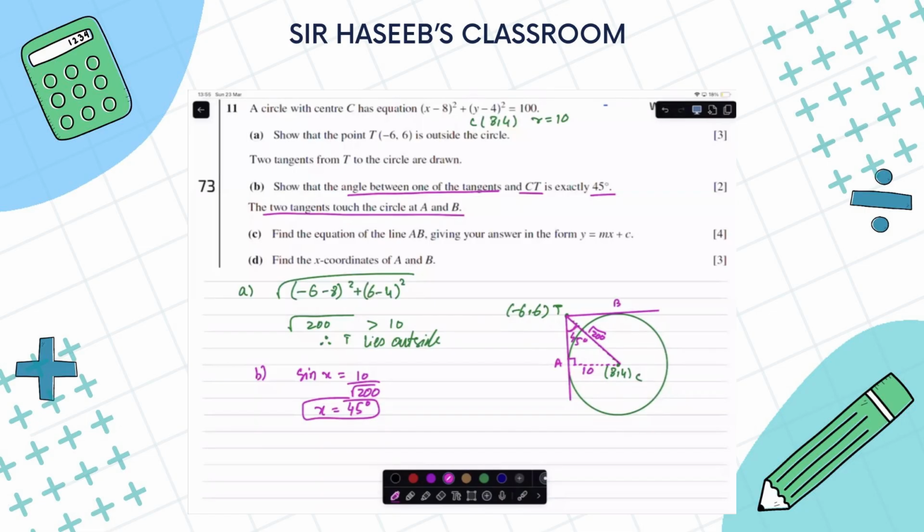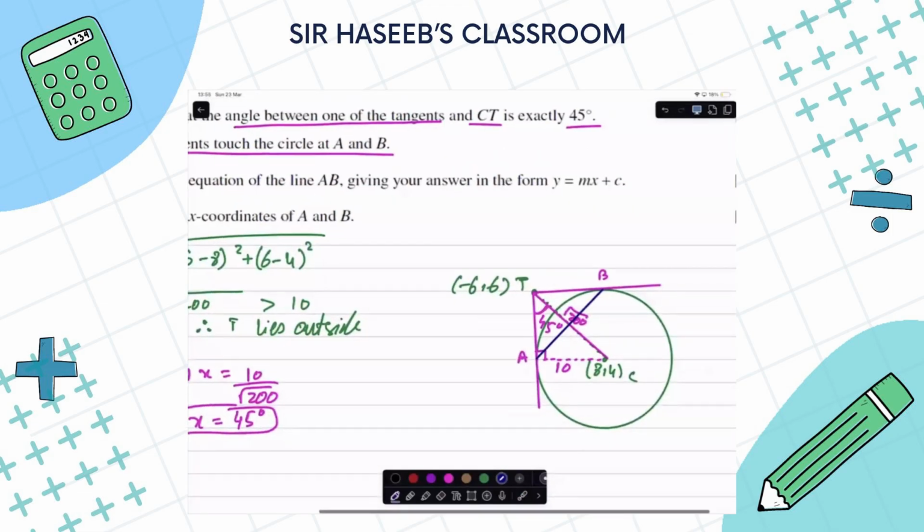Find the equation of the line AB. We need to find the equation of this line. Now, what do you think? What should we do? That's why we need to understand why they have asked you to find the angle between the tangents and CT to be 45. There is a reason behind it.